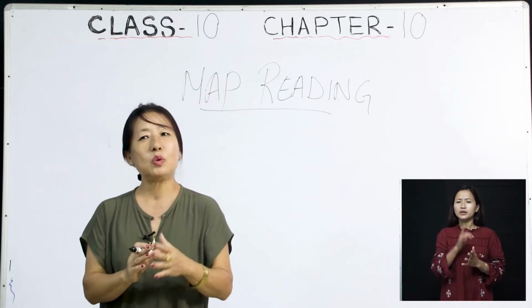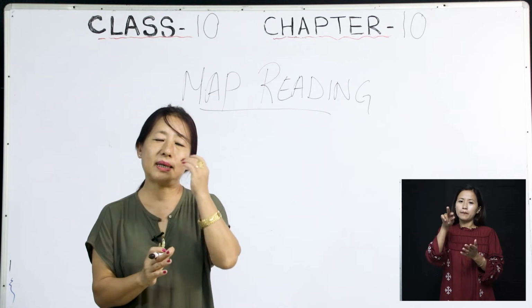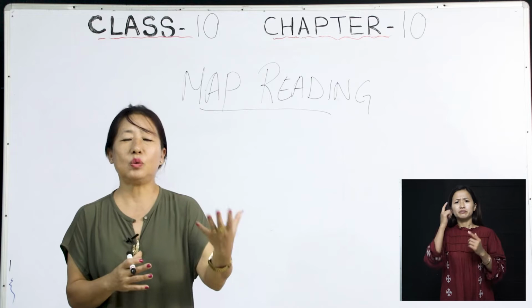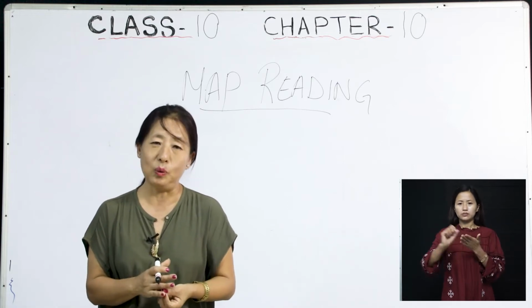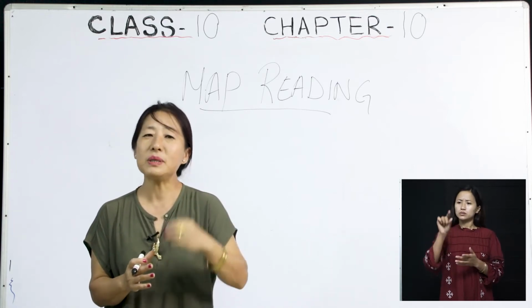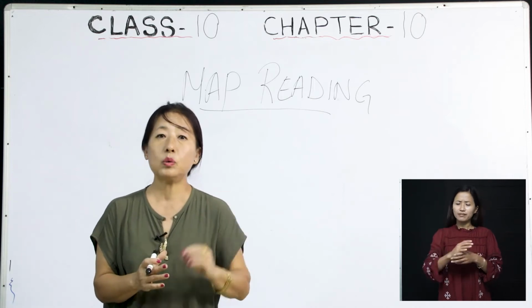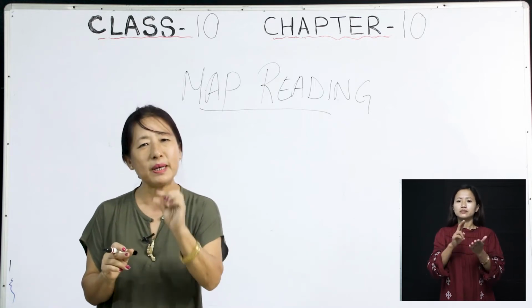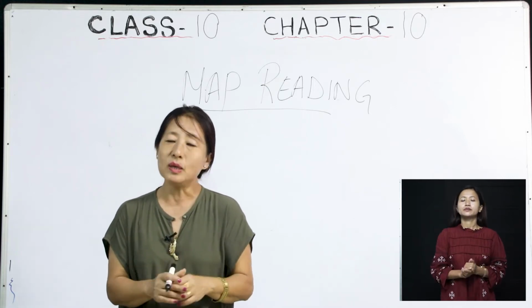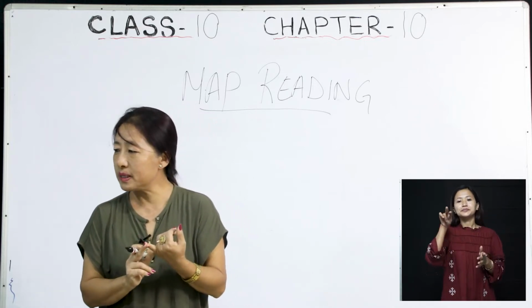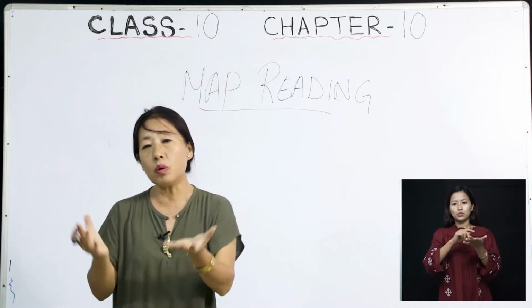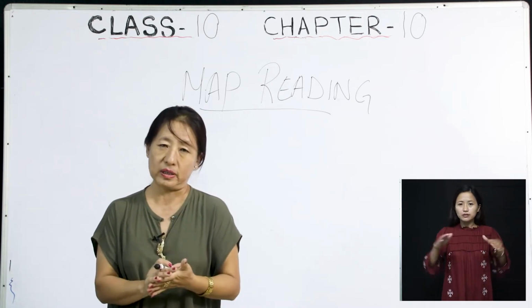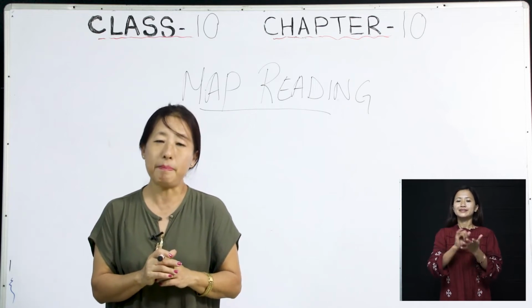Now, please make sure you know the definition, because at times many of you students, since you are aware of it, tend to write it in your own words. And when you do that, mistakes will be there. That's the reason why you don't get full marks also. So please try to know the definition. Map means a representation of a part or the whole of the Earth's surface drawn to a scale on a flat surface. So that is called a map.